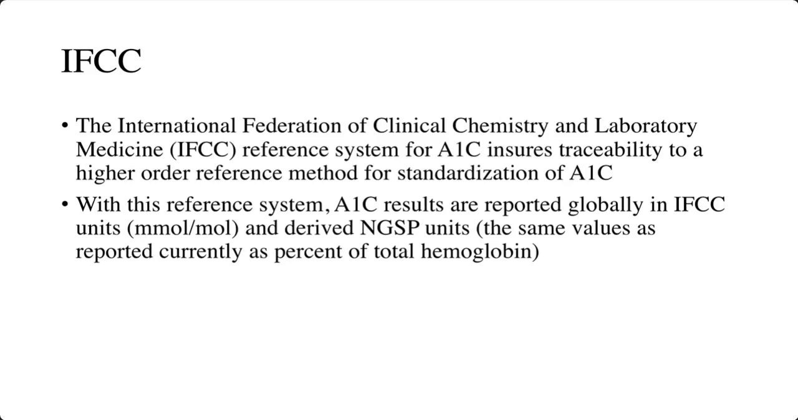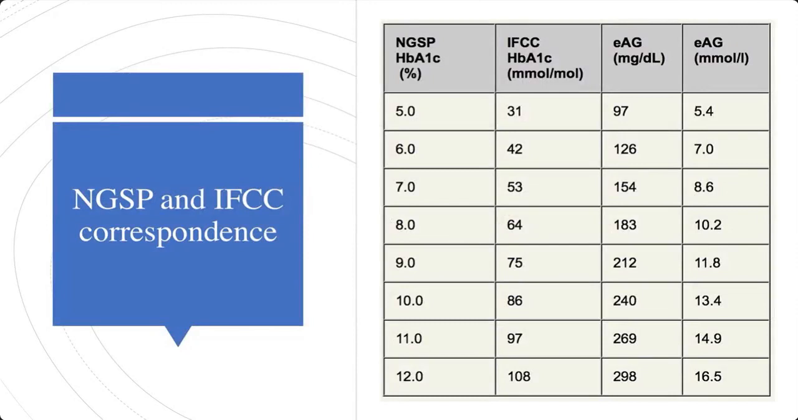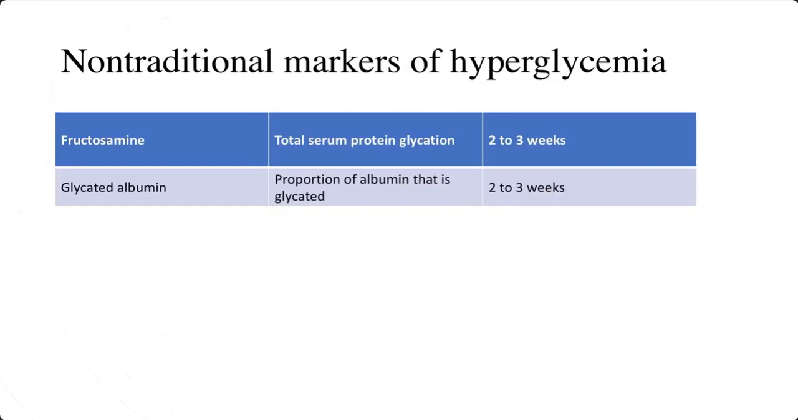This is the International Federation of Clinical Chemistry and Laboratory Medicine. They give a reference of hemoglobin A1C in a wider range in millimole per mole, and this is a table of conversion of NGSP hemoglobin A1C in percentage to IFCC millimole per mole, and there is also a calculator. You can apply the calculator to convert hemoglobin A1C from percentage to IFCC, or the reverse.